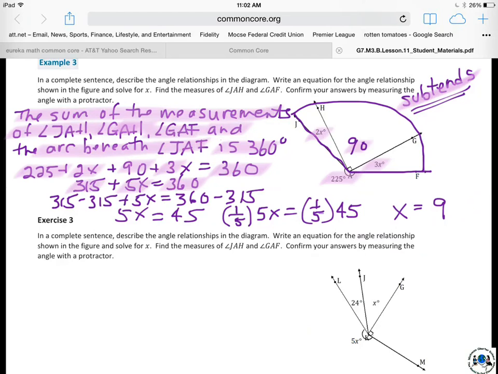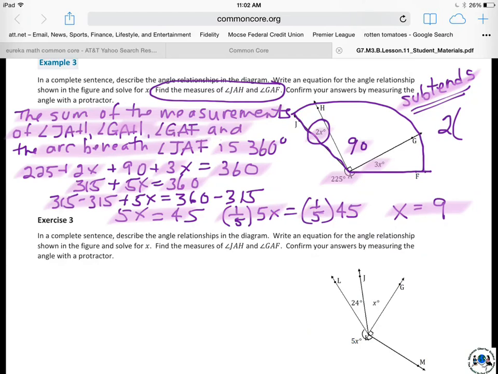You guys know this drill pretty well, I'm thinking, huh? Take away the 315 from both sides. End up with 5x equals 45. Multiply by the multiplicative inverse, and we end up with x equals 9. Of course that's not the answer to this question, because they want us to find the measures of angles JAH and GAF. So to do that, JAH first, we can see that that is actually equal to 2x.